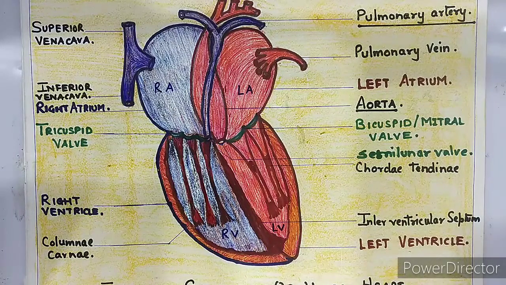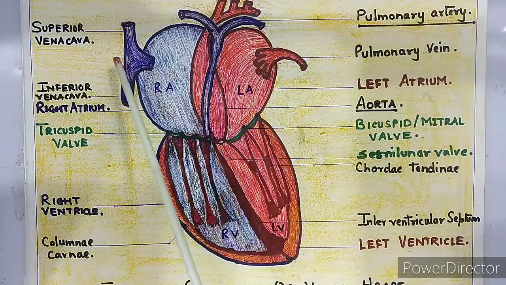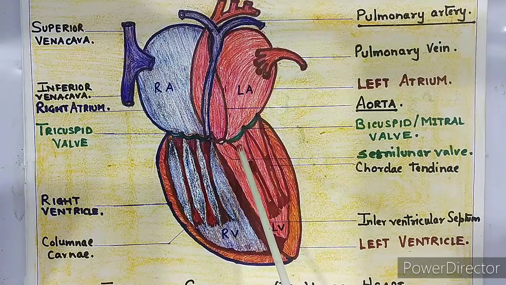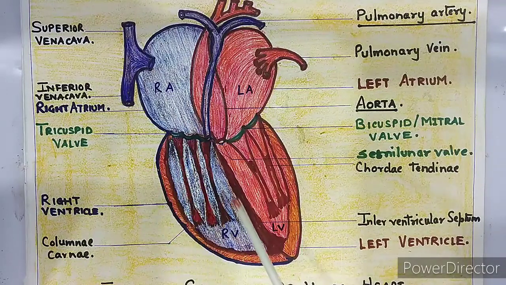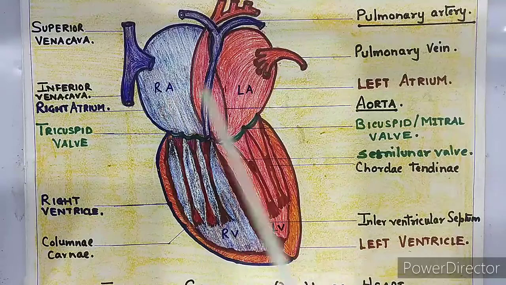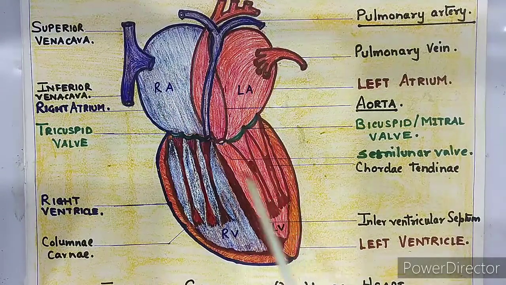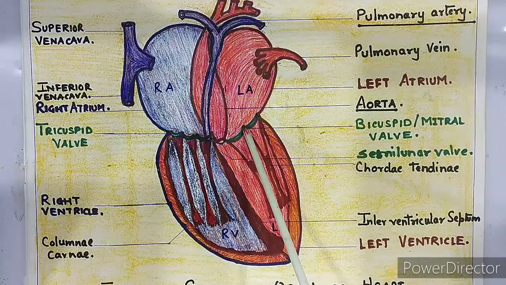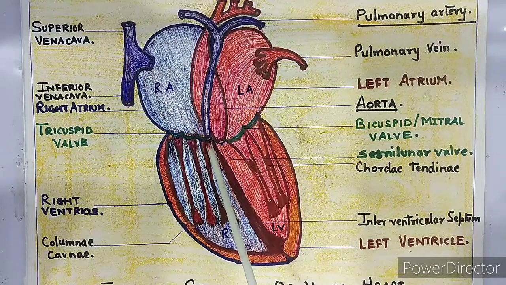Okay, so next, children, up till now what we have studied here: the four chambers of the heart, the blood vessels or the veins bringing deoxygenated and oxygenated blood into the heart, the blood vessels, that is arteries, arising from the heart, and the valves which are present between the upper and the lower chambers, that is the tricuspid and the bicuspid valve or mitral valve. Correct, children?